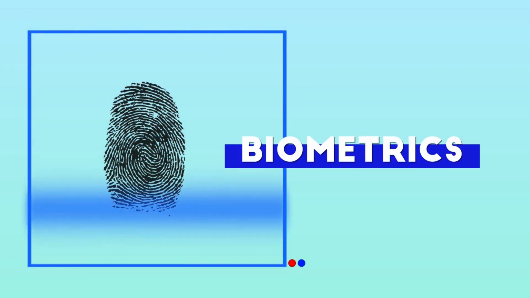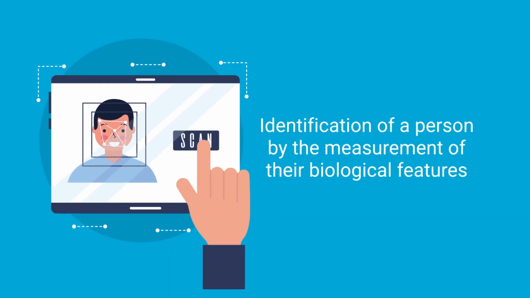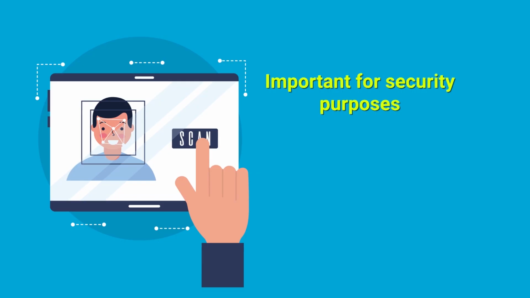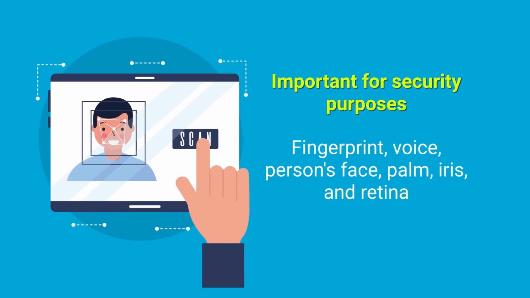Now another device is the biometric device. We know a part of it from what we discussed through the scanner, but there are different types of biometric devices available. They use biological features, and they are very important for security purposes, like your fingerprint, your voice, even your face. Sometimes we can use our whole hand, palm, iris and retina. Our eyes can serve the same purpose.